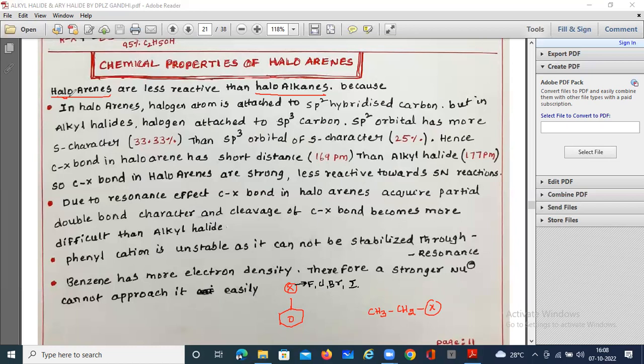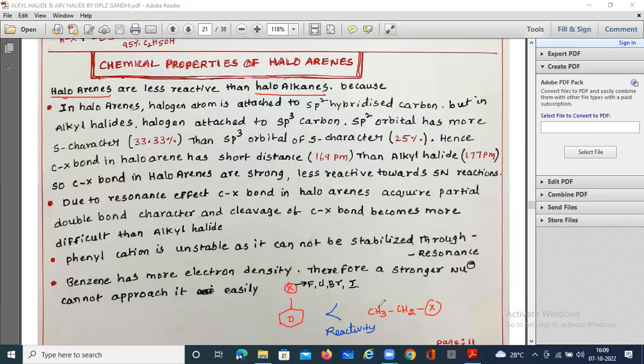So comparing these two, haloalkanes and haloarenes, which one is highly reactive? According to this statement, haloarenes are less reactive. This is the order of reactivity. So that means haloarenes are less reactive than haloalkanes are.